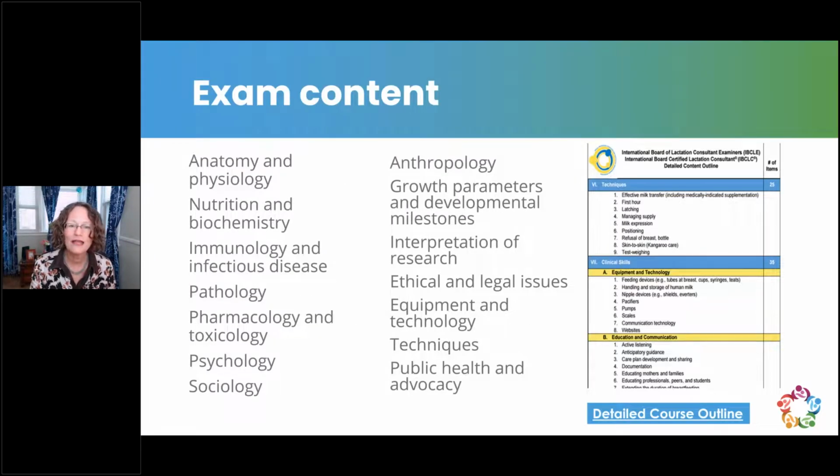So the exam covers all the topics that relate to breastfeeding and lactation. Please go to the IBLCE website, to the IBLCE documents section, and access the detailed content outline. You can print it out if you wish.